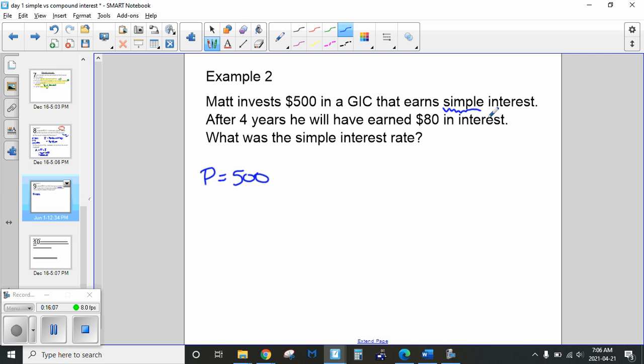But when you get to your quiz at the end of tomorrow, there's going to be a mixture of simple and compound interest. So you'll have to be paying attention to that word so you choose the right formula. It says after 4 years, so a time of 4 years, he will have earned $80 in interest. So this time I know the interest amount. And the question here is, what was the simple interest rate? All right, so it's the same type of question, but just a different unknown.